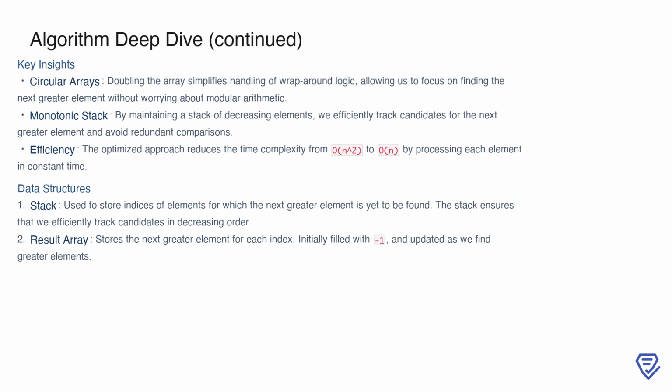To support the implementation, we use two key data structures, a stack and a result array. The stack stores indices of elements that await their next greater element, while the result array is initialized with -1 and updated as we find greater elements.